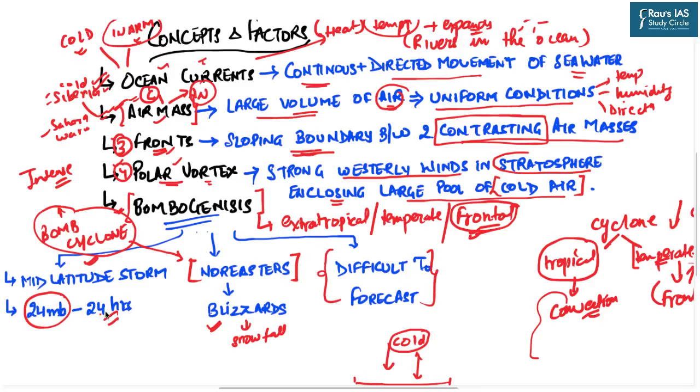Because in just 24 hours, the reduction of the pressure is around 24 millibars. So that is why they are difficult to forecast, which in turn exaggerates the problems faced by the people of that area. Now, if you have understood all these concepts, let us apply them to the area of the USA with the help of the diagram which we discussed.